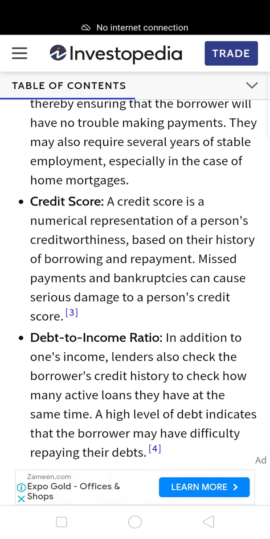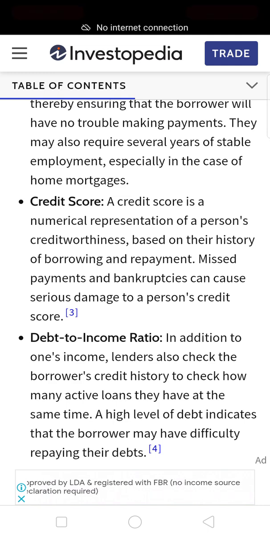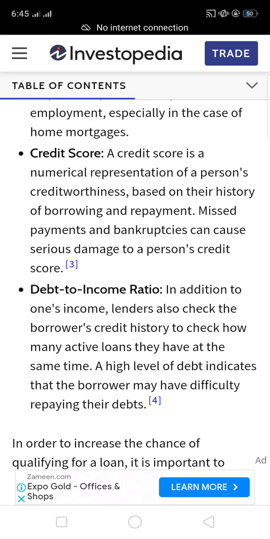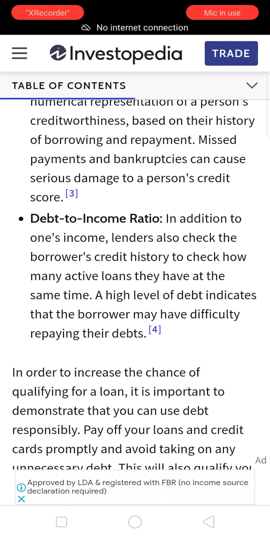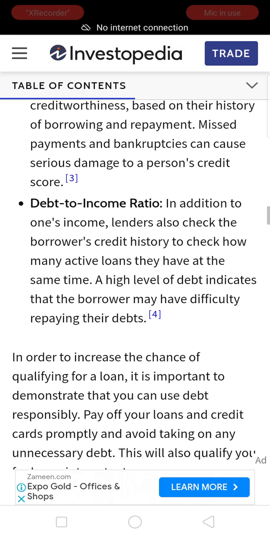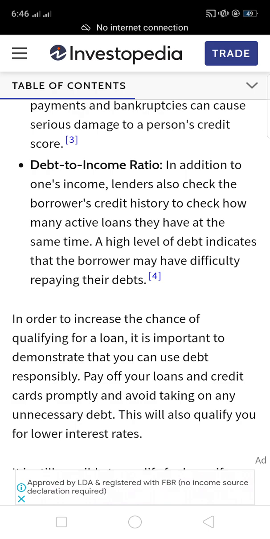Credit score. A credit score is a numerical representation of a person's creditworthiness based on their history of borrowing and repayment. Missed payments and bankruptcies can cause serious damage to a person's credit score. Debt to income ratio. In addition to your income, lenders also check the borrower's credit history to see how many active loans they have at the same time. A high level of debt indicates that the borrower may have difficulty repaying their debts.